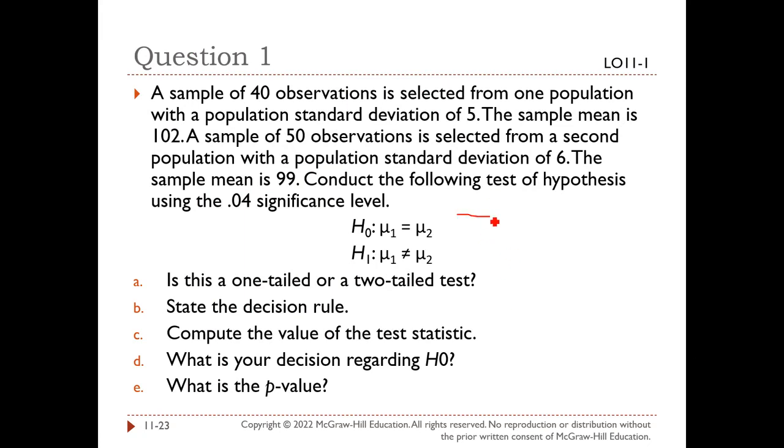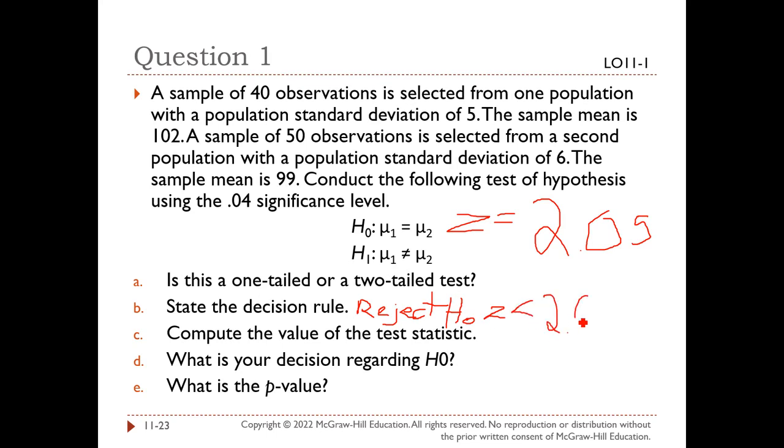So our z value equals 2.05. For our decision rule, we know that we're going to reject H0 if z is less than, wait, that should be the negative version, yeah, negative 2.05, or z is greater than 2.05. Okay.